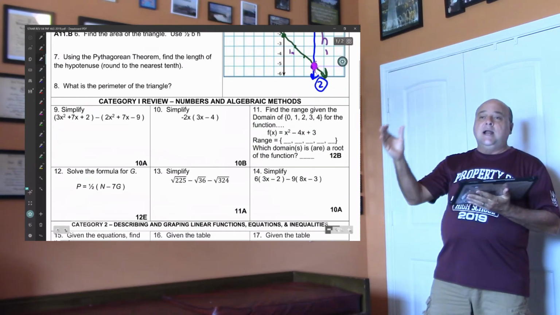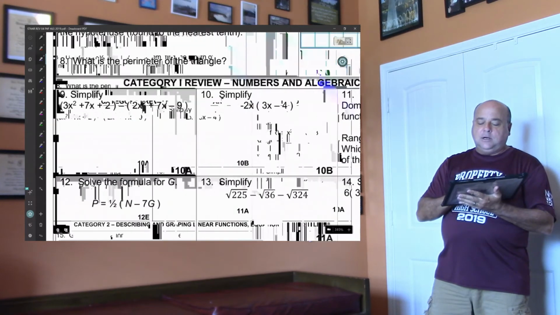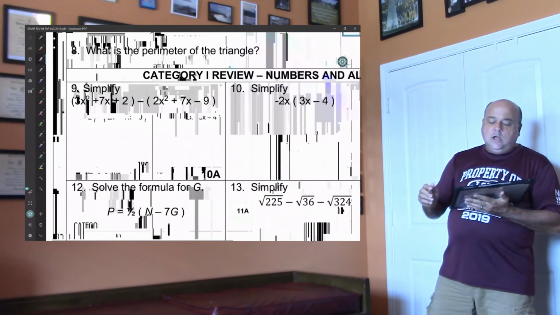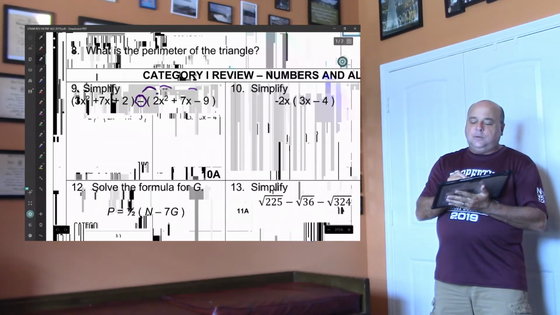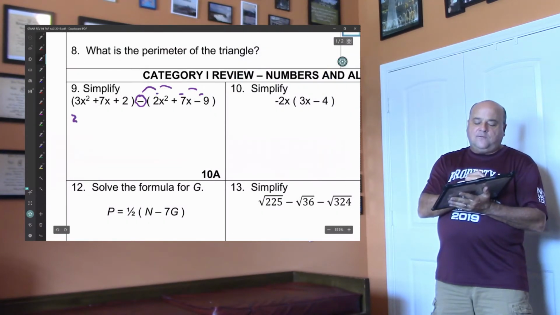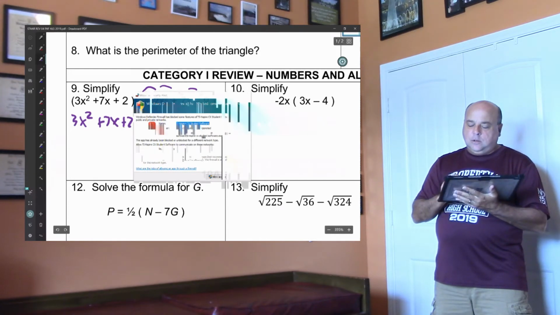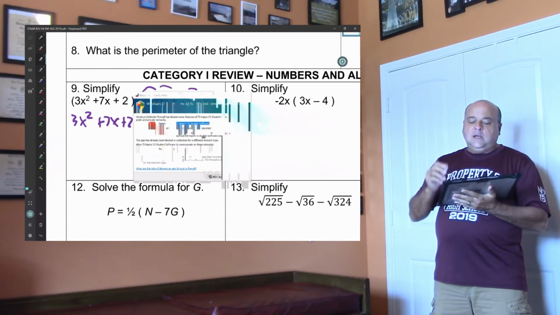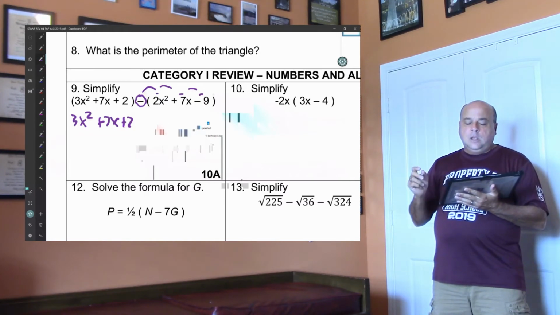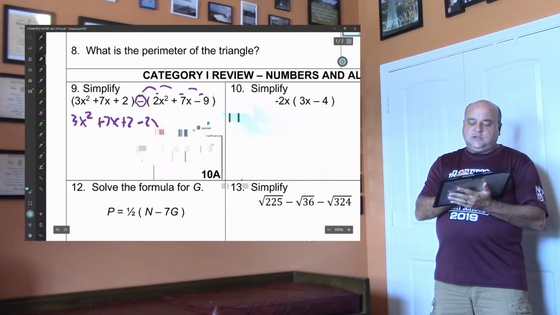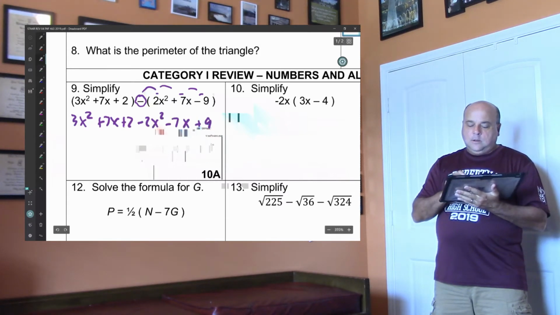Let's go and do number 9. Y'all are not doing too good on number 9. I'm going to zoom in on this. So on number 9, basically what we're doing is we're subtracting polynomials. So you're going to take that negative and distribute it. Nothing will happen to the first part. So you write down 3x squared plus 7x plus 2. And then I'm going to distribute the negative. Okay, so I'm going to get negative 2x squared minus 7x plus 9. Okay?